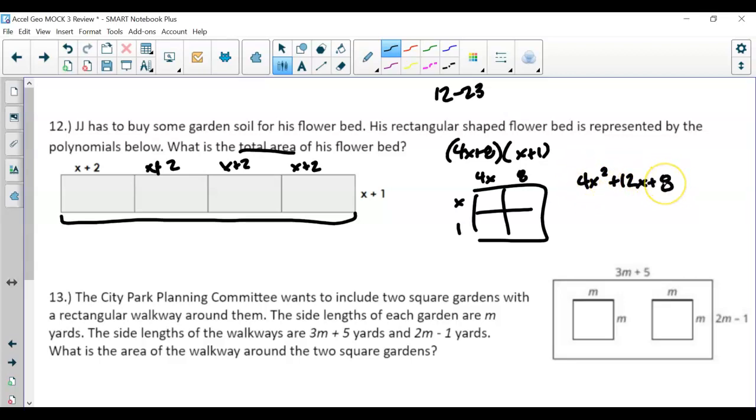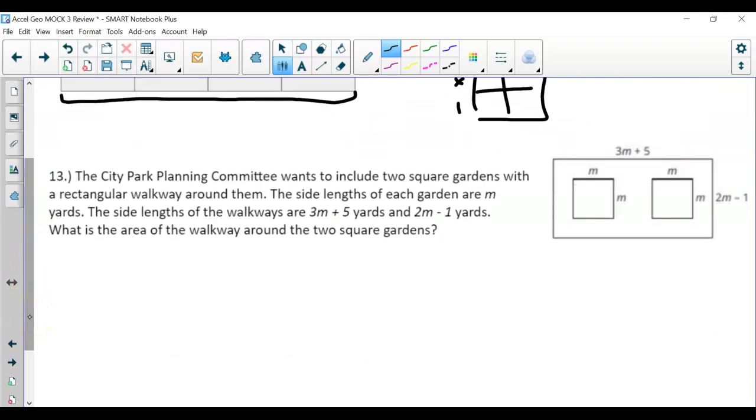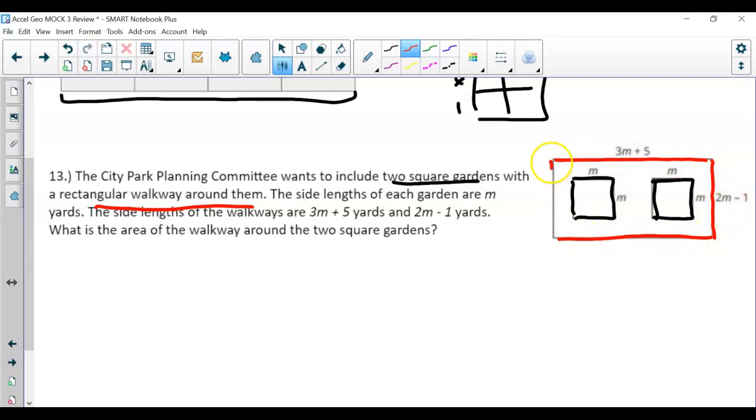4x squared plus 12x plus 8. So now in number 13, we have these two square gardens that are surrounded by a rectangular walkway around them. So now this whole rectangular walkway has the dimensions of 3m plus 5 and 2m minus 1. Now, the question, though, is asking what is the area of the walkway around the two gardens.